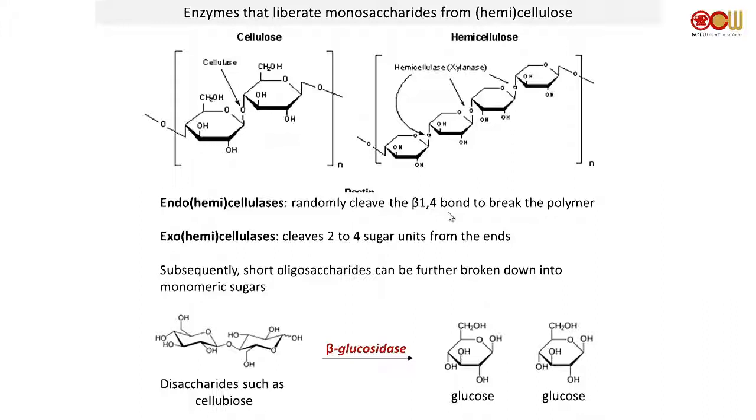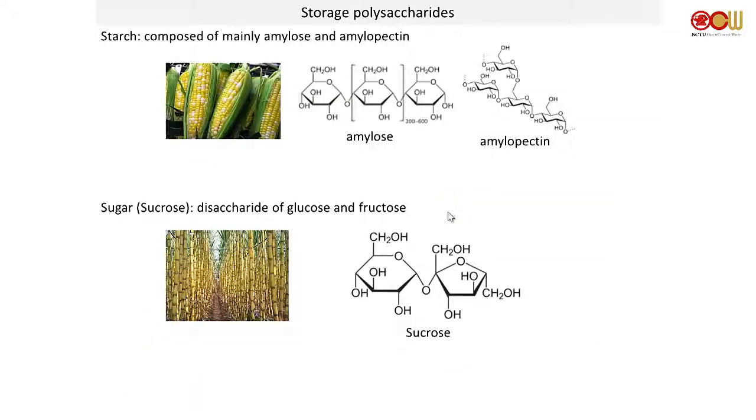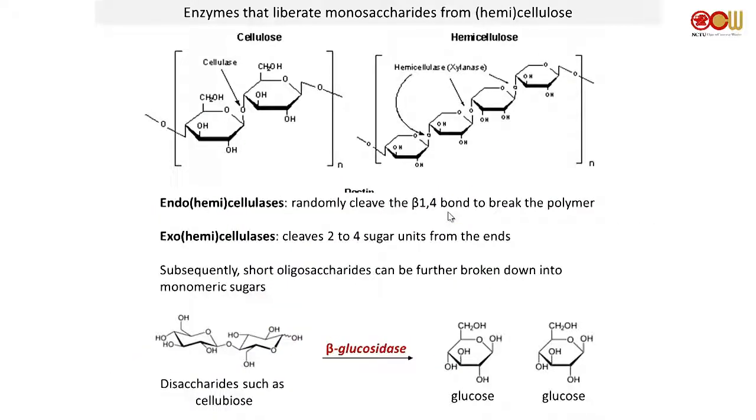For example, if you have a dimer of glucose with a beta-1,4 bond, this is called cellobiose. You use an enzyme called beta-glucosidase, glucosidase, because this is a glycosidic bond. It degrades the glycosidic bond, and then you'll be able to liberate the two glucose. So this is how we go from something complex, a polymer of glucose, all the way down into the single monomers of glucose. This is how we break it down.